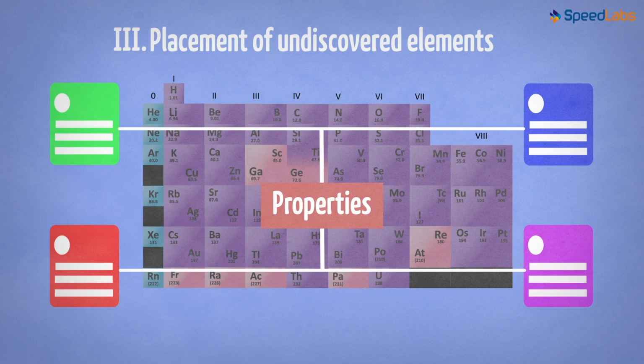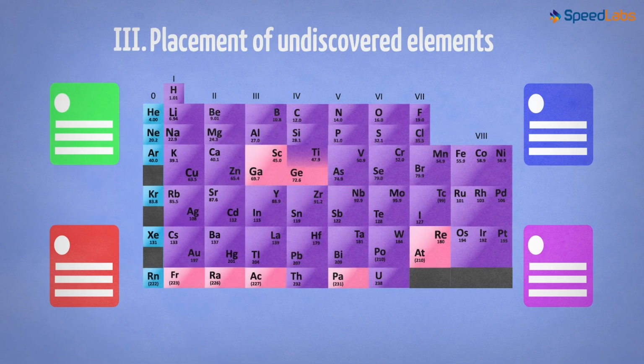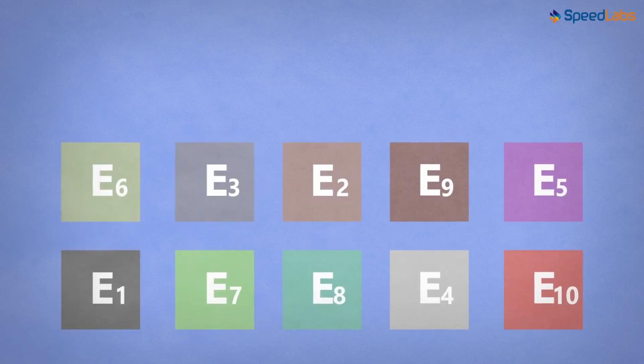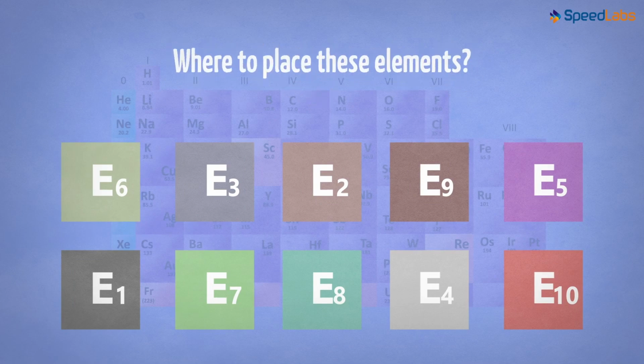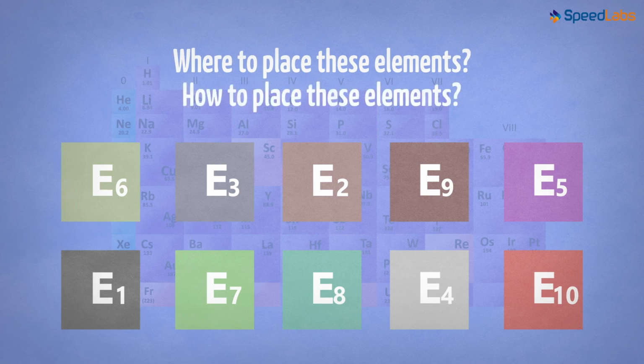But why was this a concern? We can't place the elements as and when they are discovered in the empty spaces, right? Not really. The table did have a few empty spaces, but the number of undiscovered elements was not known. So what if more elements got discovered with time compared to the blank spaces? Won't it disturb the entire table? Yes, it will. So where do we place them then? And also, how do we place them?